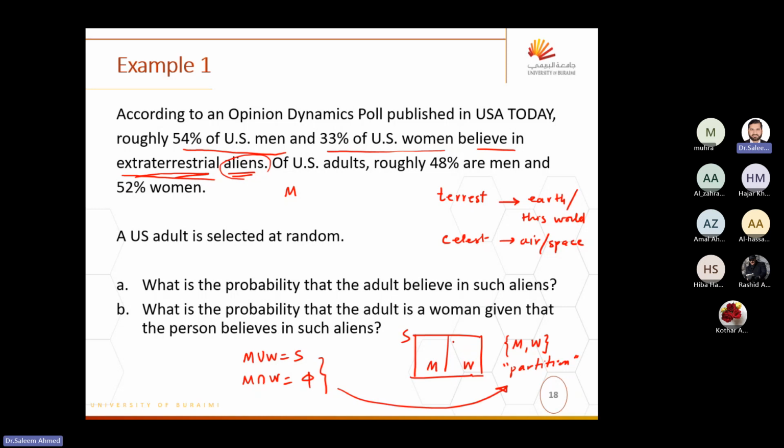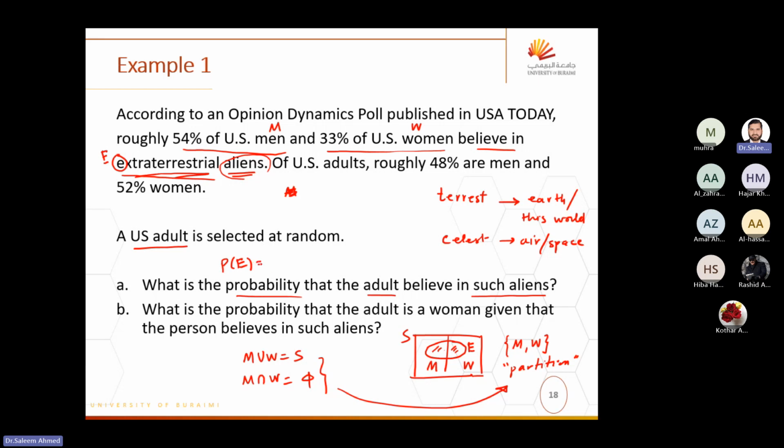Now, some percentage of men and some percentage of women believe in aliens, extraterrestrial aliens. So I can call E for that. Let's say M for men, I can use W for women, right? And E for extraterrestrial alien. So he said a US adult is selected at random. What is the probability that the adult we selected believes in such aliens? So in part A, they are asking me what is the probability of E. You see, this is my event E, which is defined on both the events M and W.